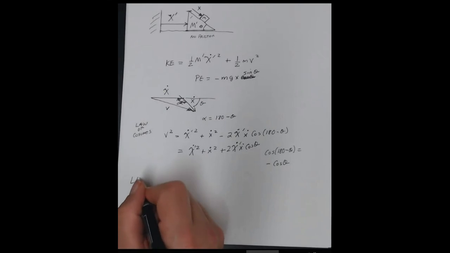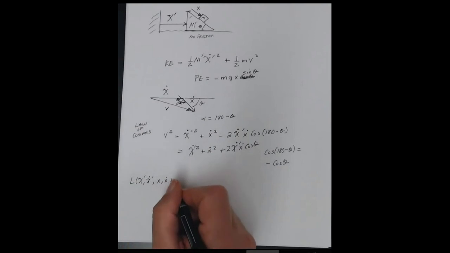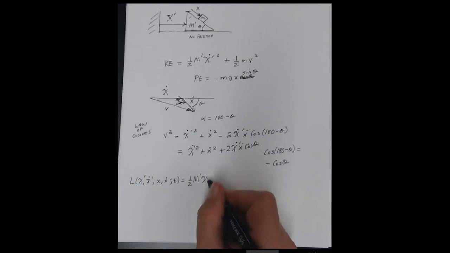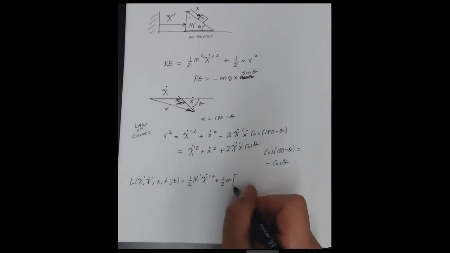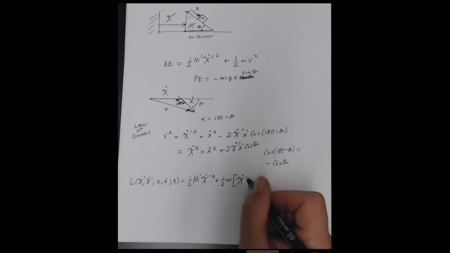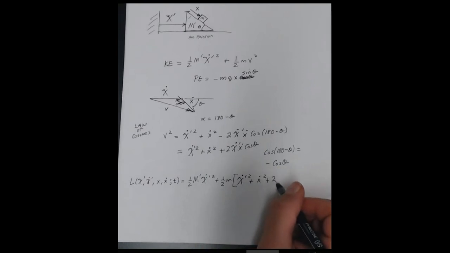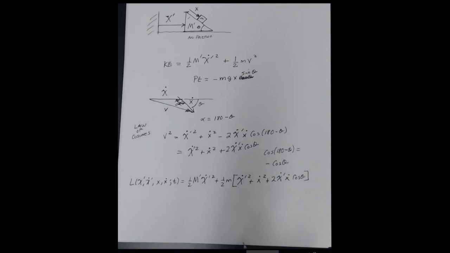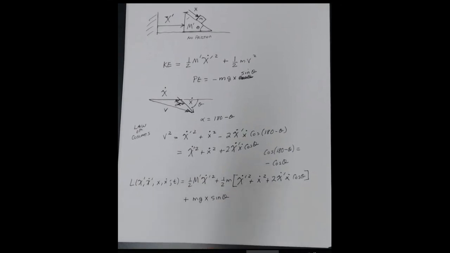So L is equal to 1/2 big M prime big X prime dot squared plus 1/2 m times big X dot squared plus little x dot squared plus 2 big X dot little x dot cosine theta, minus mgx sine theta minus minus, so that's plus mg little x sine theta, if I didn't make any mistakes.